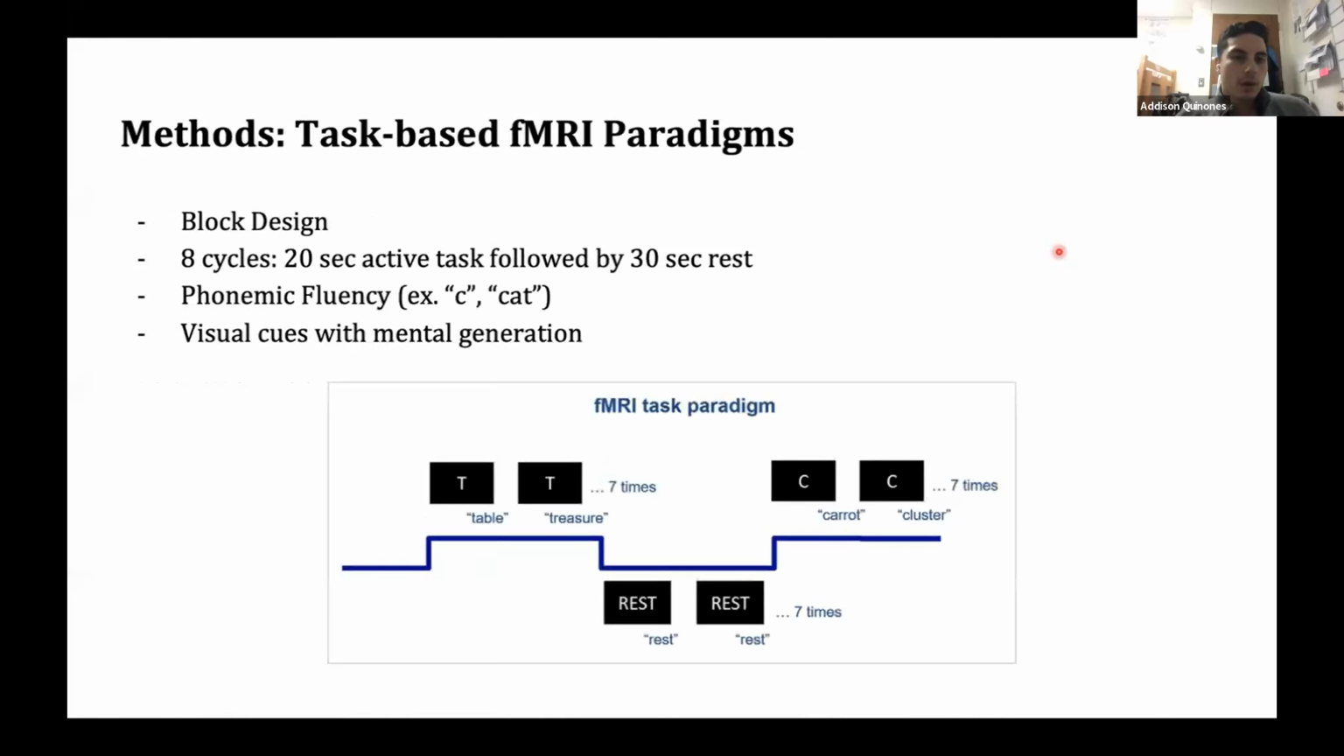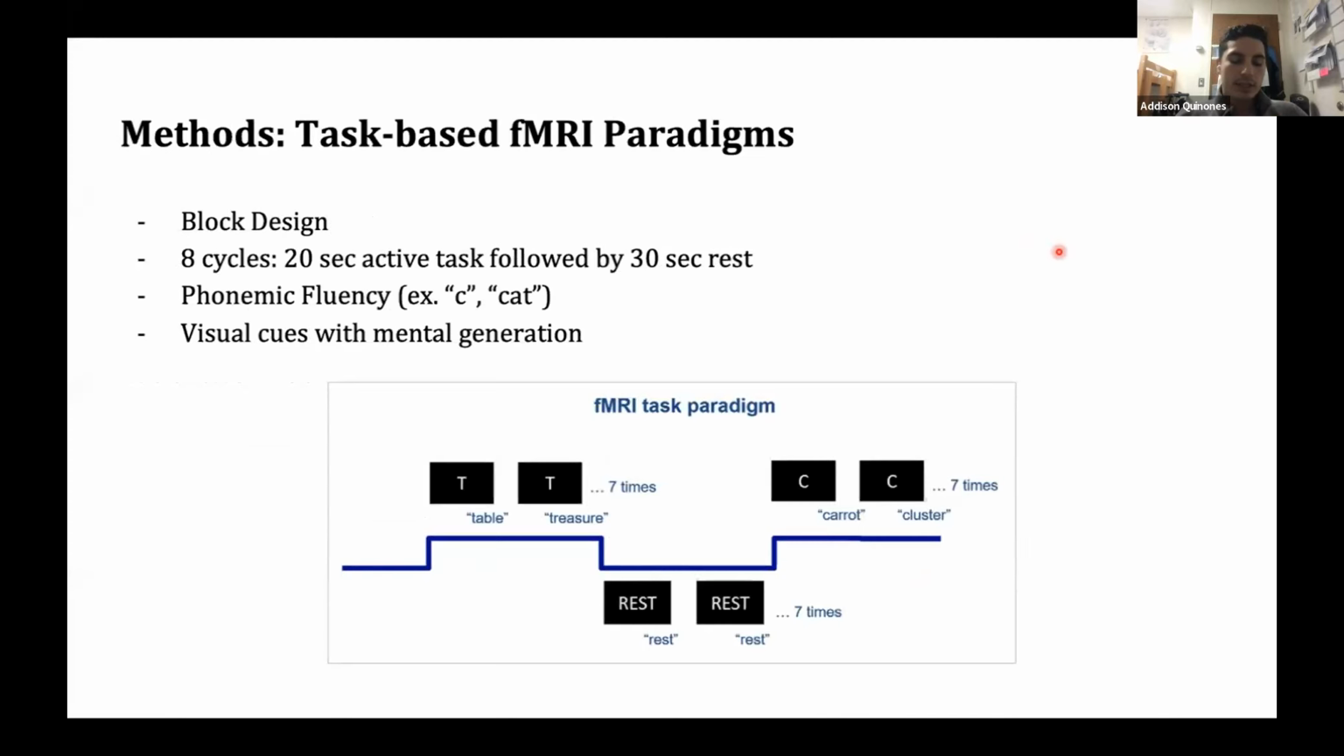All right, so for our task-based fMRI paradigm, like I mentioned, we used the block design. This consisted of 8 cycles, rotating between a 20-second active task followed by 30 seconds of rest. We used the phonemic fluency task. So essentially, the patients would be laying in the scanner. There would be a screen above them, and they would display a letter on the screen. And whatever letter was presented, they needed to mentally generate words that started with that letter. So for an example, C, cat, D, dog, and so on.